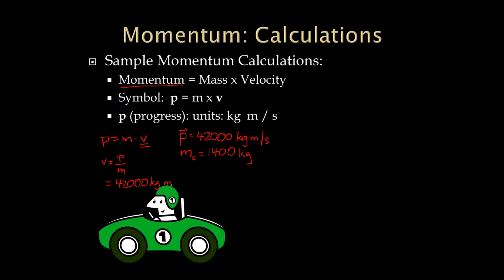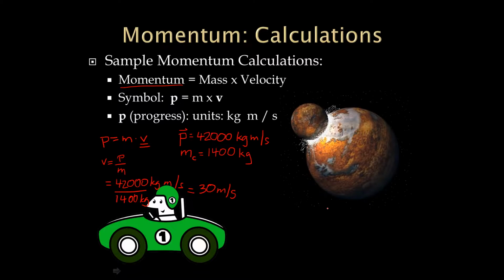42,000 kilogram meters per second divided by our 1,400 kilograms tells us that our car was going about 30 meters per second, close to 60 miles an hour. If, let's say, we're in a 35 or 45 mile an hour zone, we know that our driver here was being a bit irresponsible.